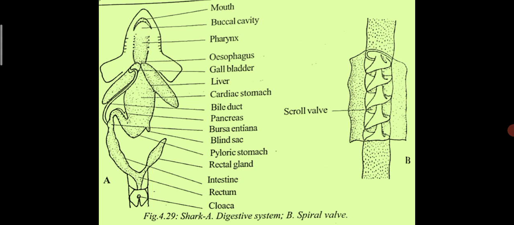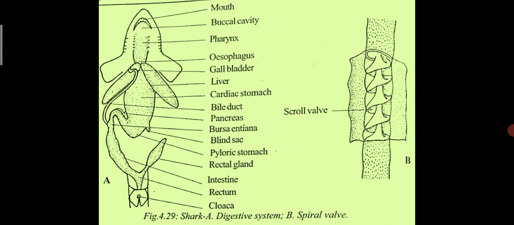And what is the physiology of digestion? A very simple physiology of digestion in the shark. The shark is carnivorous, feeding on fishes, crustaceans, molluscs, etc. The teeth prevent the prey from escaping. Digestion starts in the stomach and is completed in the intestine. It starts from the mouth, followed by the esophagus, and ends in the intestine.